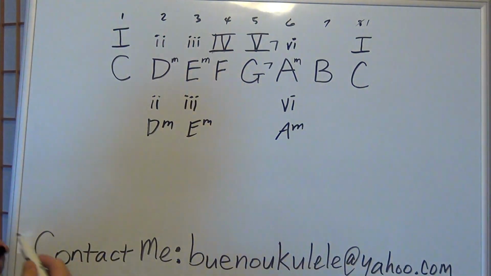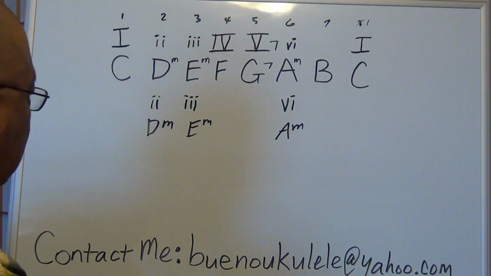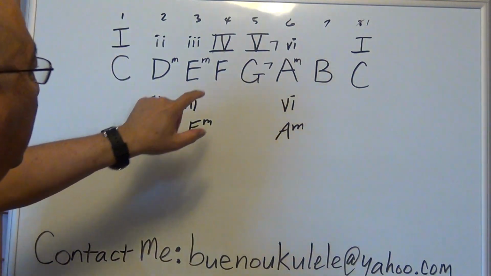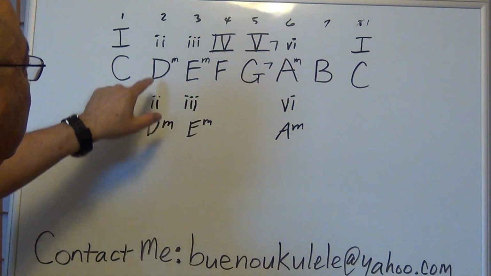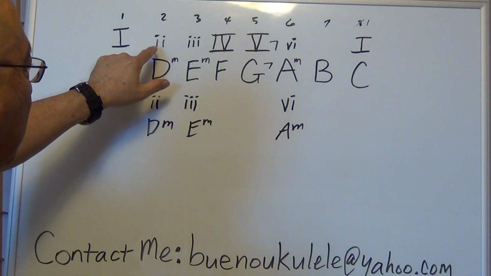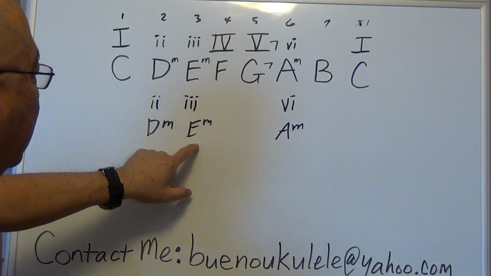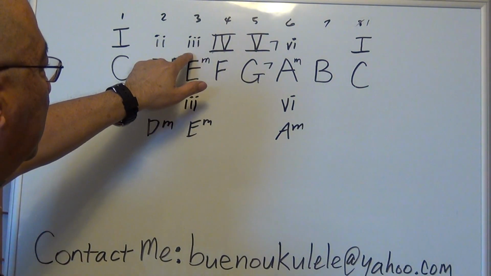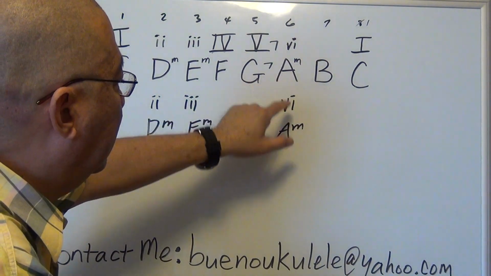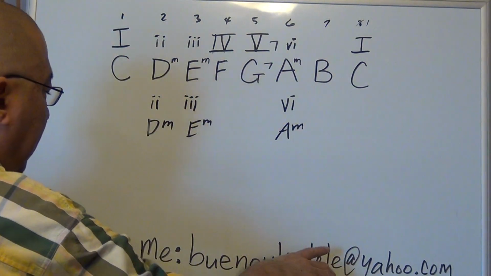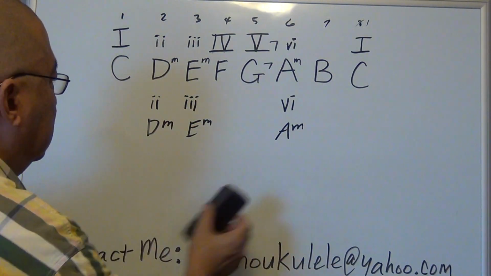Okay, so you can see that, right? Exactly what I did over here, I put up here. D minor, small number 2 chord. E minor, small number 3 chord. A minor, small number 6 chord. And I'm going to erase this.